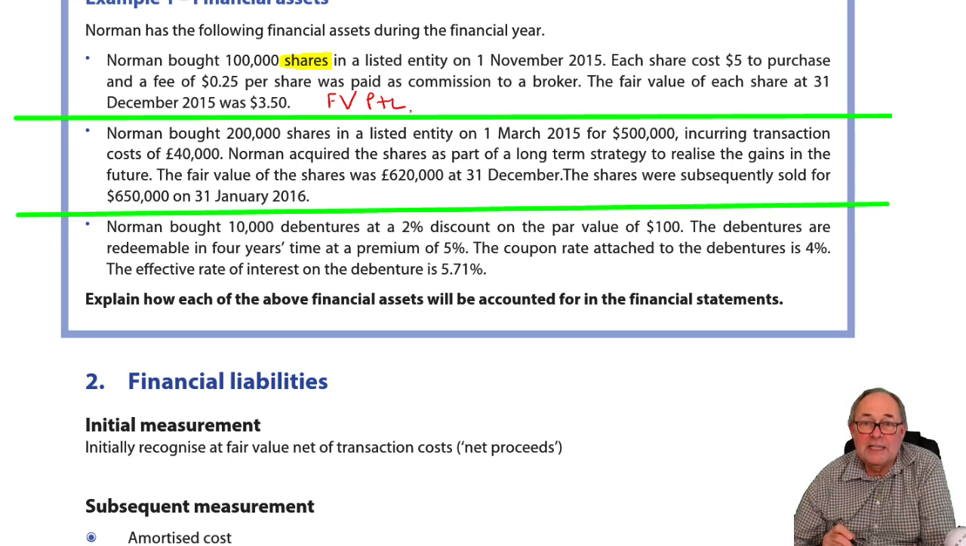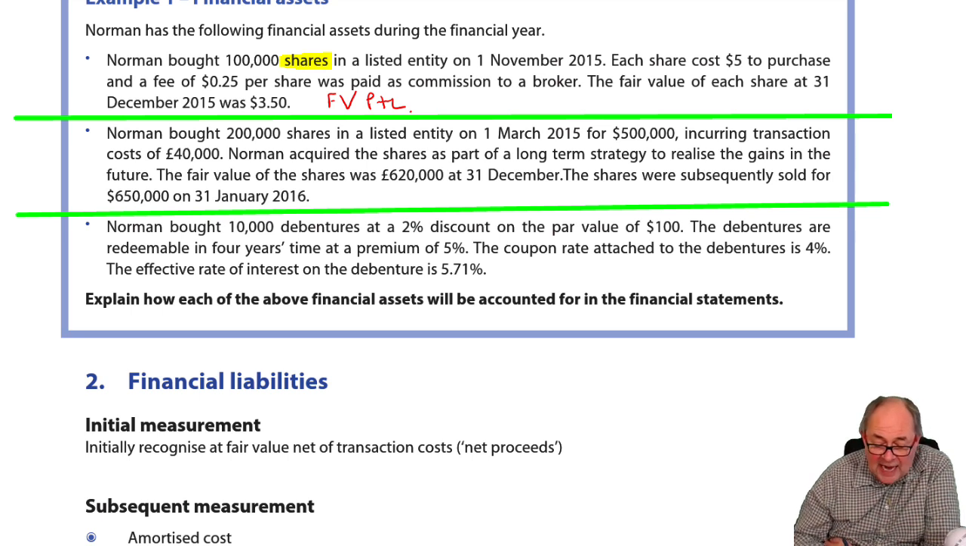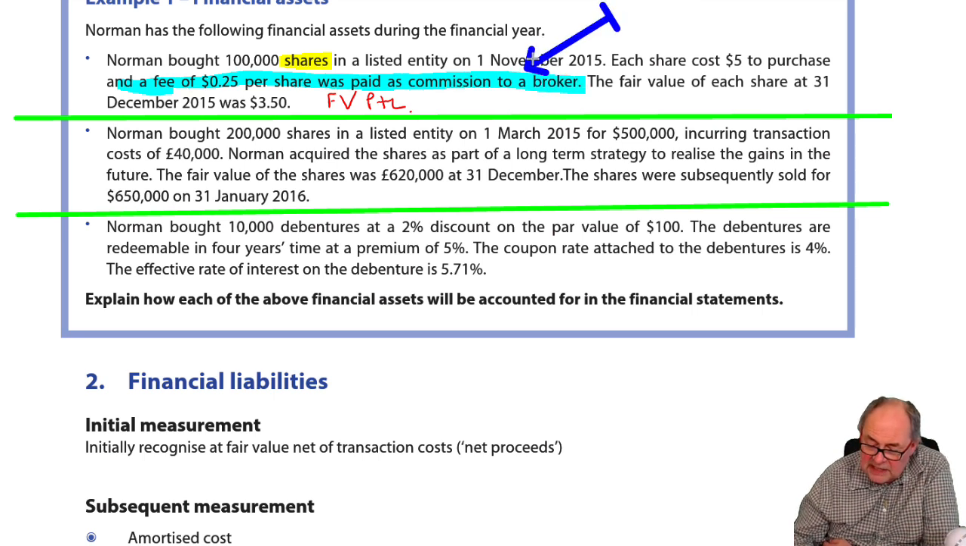And we said right at the start that if you designate an investment in that way, any transaction costs must be expensed. So this fee of 25 cents paid to the broker, again, that fee will be expensed in the profit and loss right at the start.